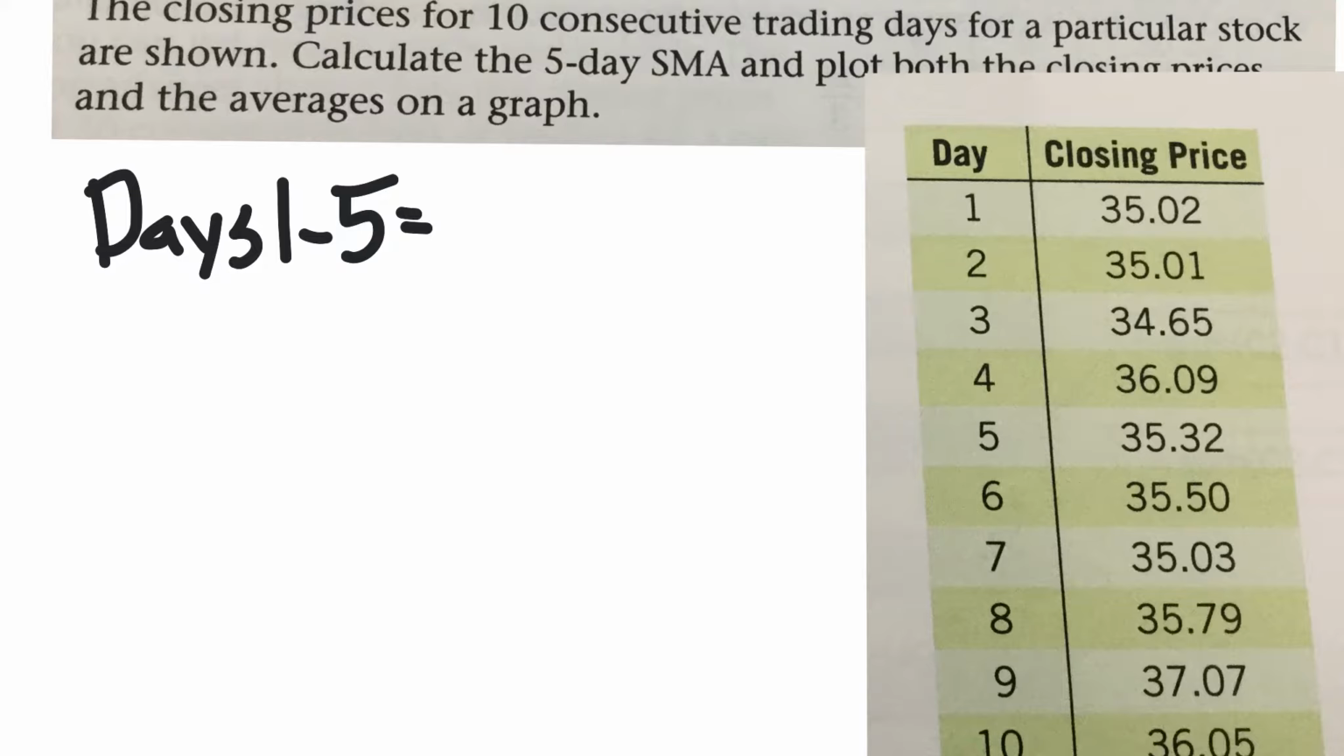So for days 1 through 5, we add those 5, divide by 5. You should get $35.22. If you didn't get that, let me know. I'll help you enter it in your calculator.